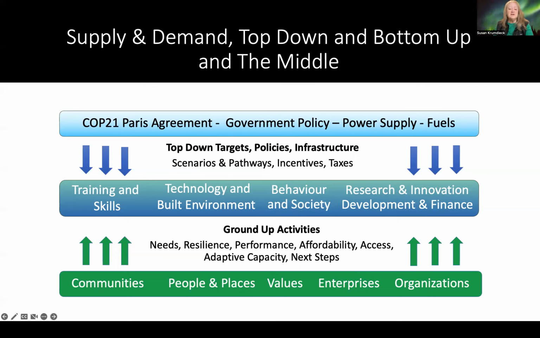So the top-down perspective is international agreements, our government's policy, our infrastructure, our power supply, our fuels, right? Those are things that we don't do for ourselves. They're done centrally, produced by big corporations, and they're sort of top-down things. So from the top down, we have targets, policies, infrastructure. The government produces scenarios and pathways to form its thinking. It can create incentives to try and nudge different things to happen. And of course, it collects taxes to do its work. So that's the top down.